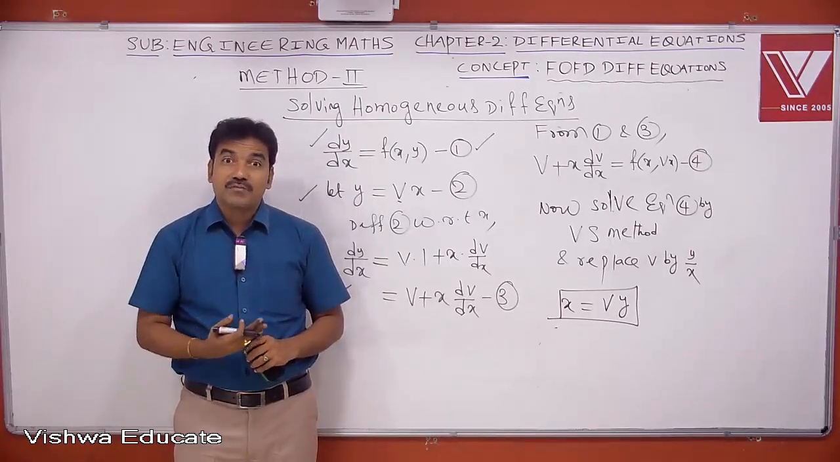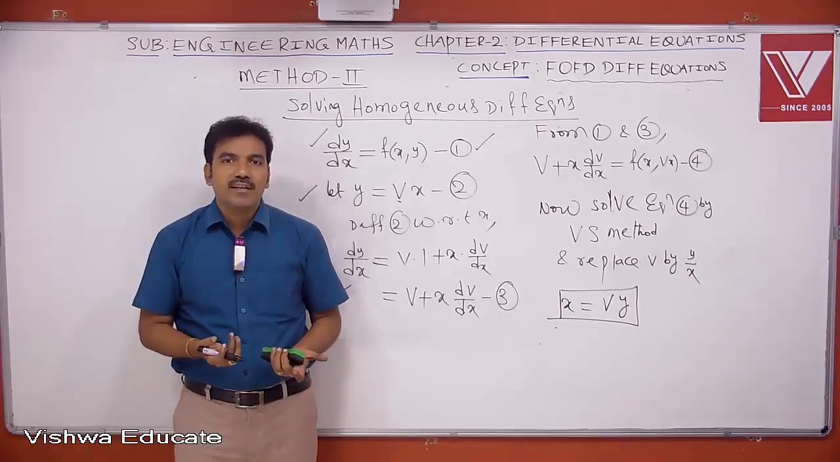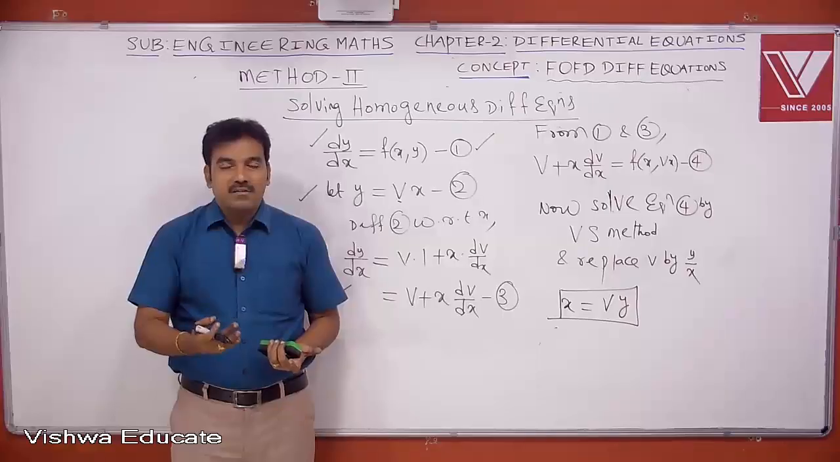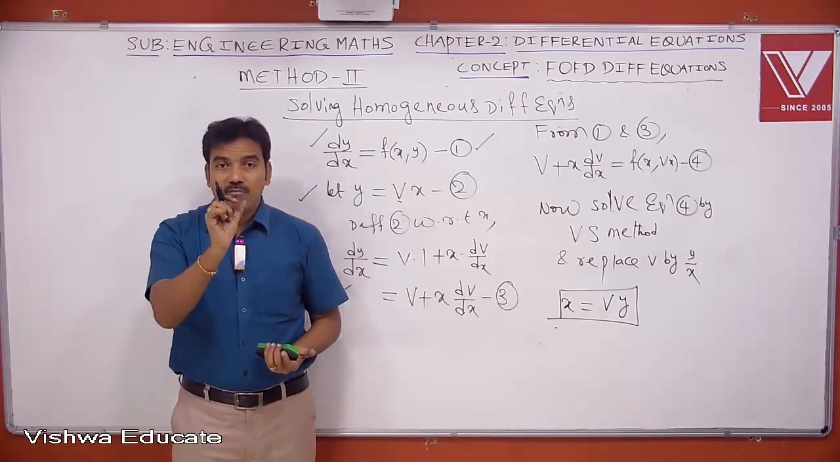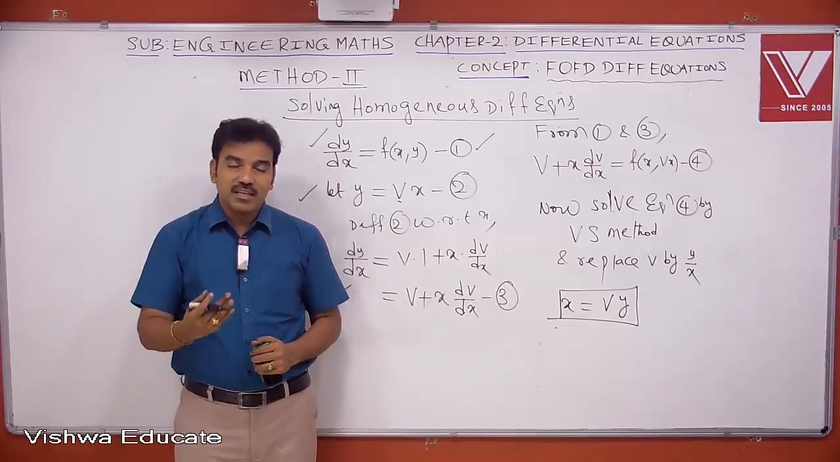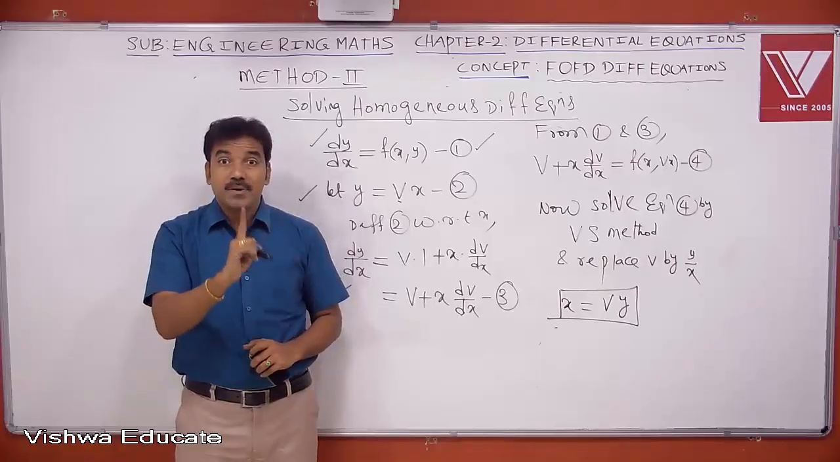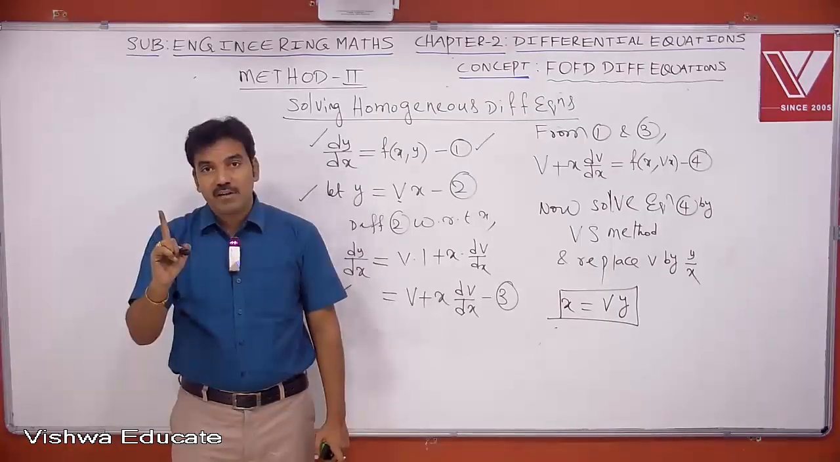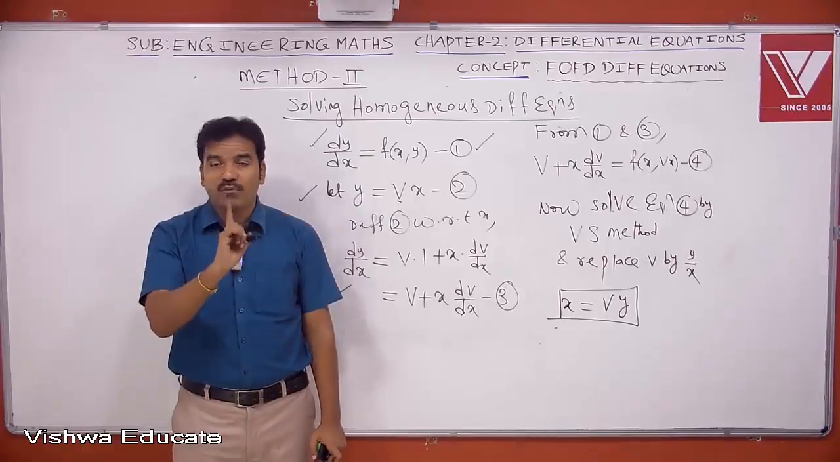If I have a first order first degree differential equation just like dx by dy, then take x equal to vy. See, when you are taking x equal to vy, x is a dependent variable. When you are taking y equal to vx, y is dependent variable. So whether it is dy by dx or dx by dy, my goal is simple. Current dependent variable is changed to new dependent variable. In both the cases, I am not changing independent variable. Note this point, very, very important.